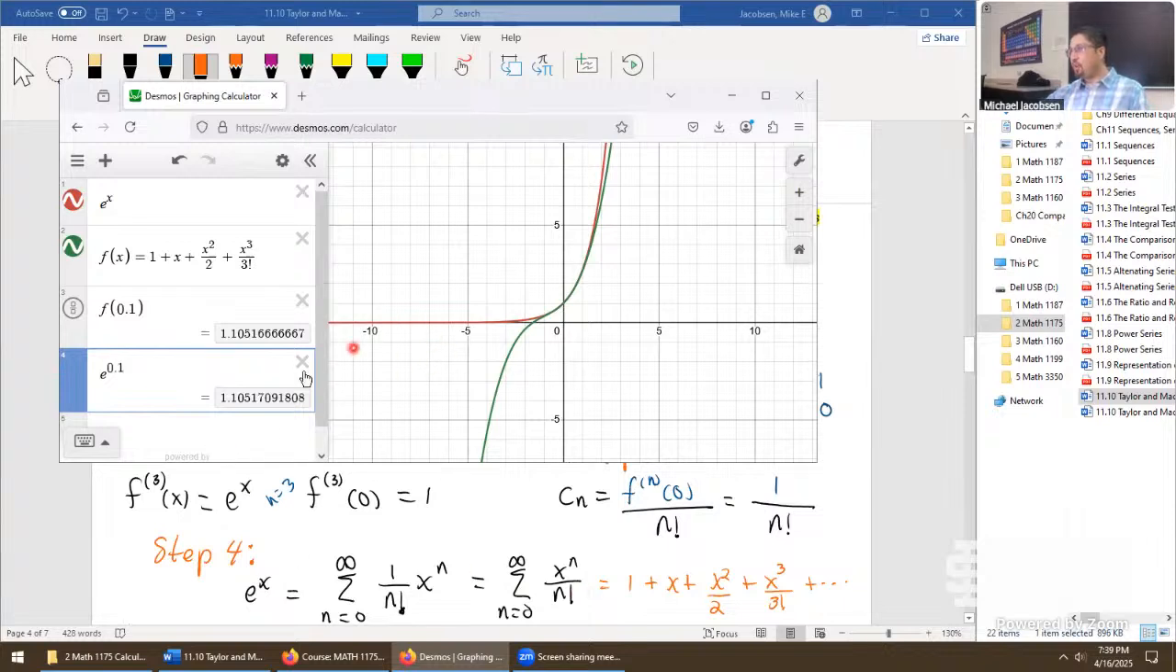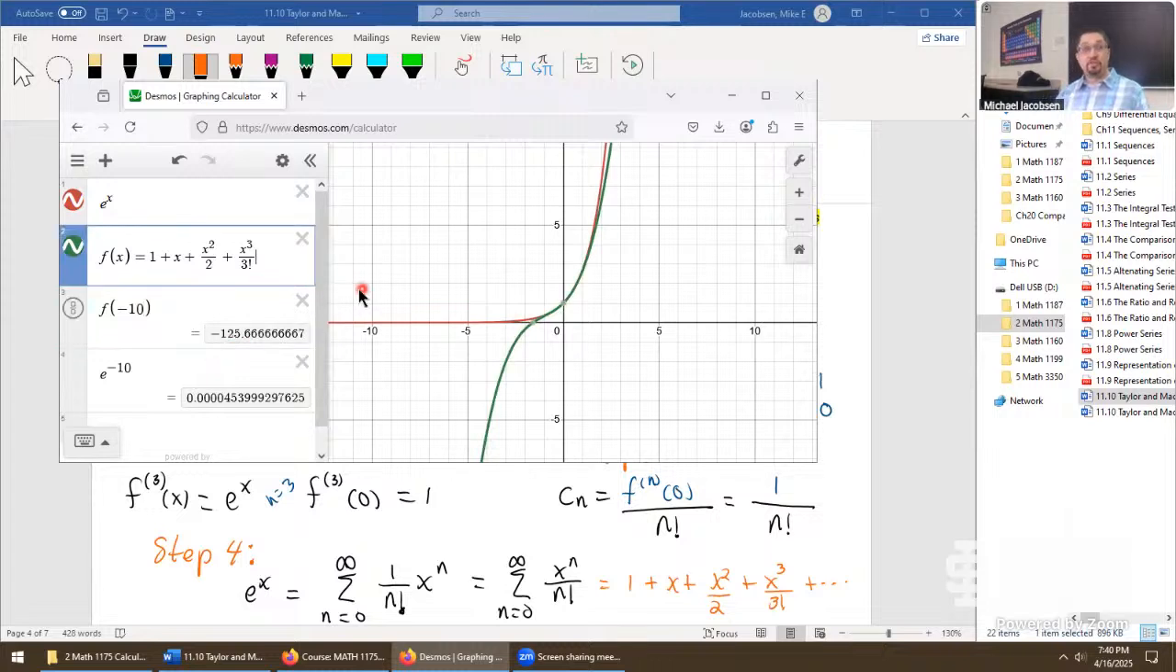But if you wanted e to the power, say, maybe -10, somewhere out here, we're expecting close to 0, and we go f at -10, we're way, way off, right? There's a fix, but there's 2 fixes.